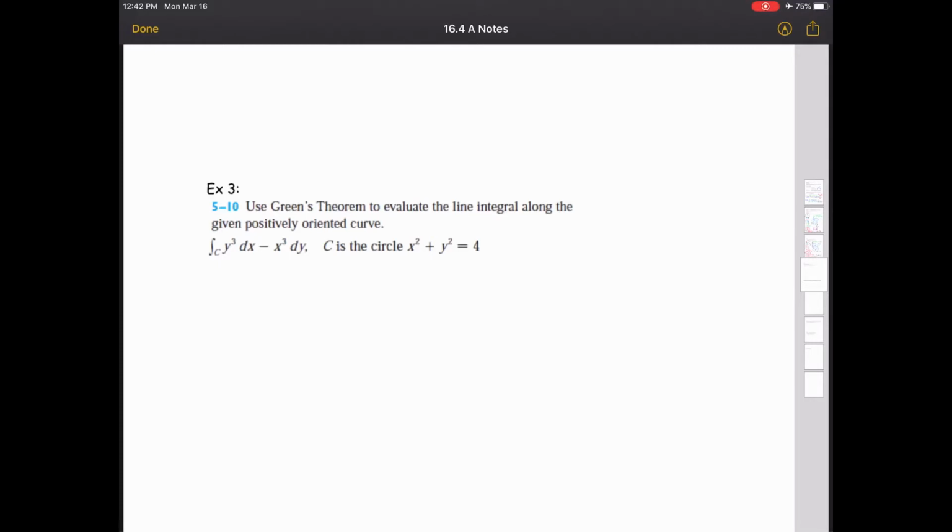First of all, we are going to evaluate the line integral. Now it does say to evaluate the line integral, but it says given that it's a positively oriented curve. So they're telling us that even though they didn't put the symbol on there. So we've got the line integral of y cubed dx minus x cubed dy, and C this time is the circle x squared plus y squared equals 4.